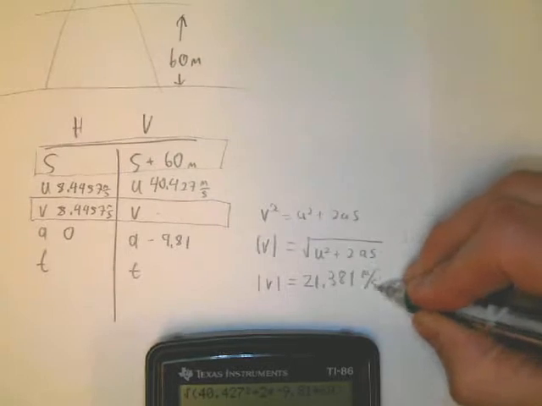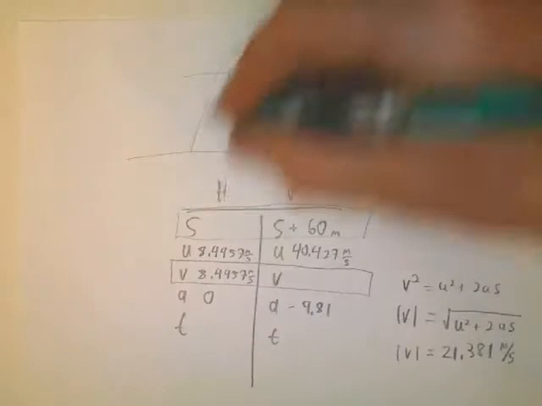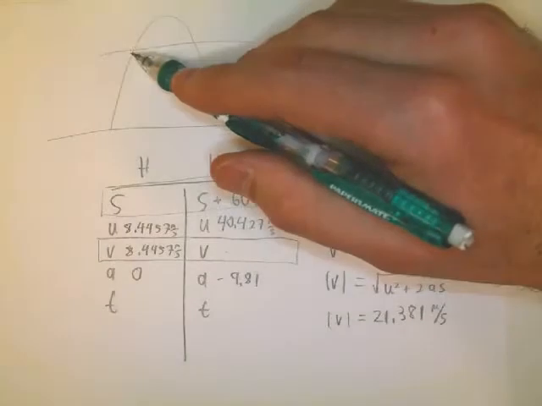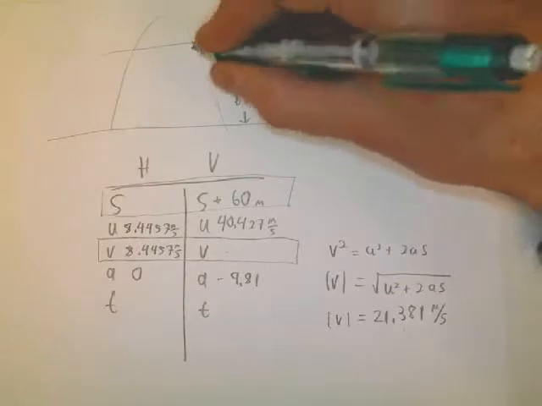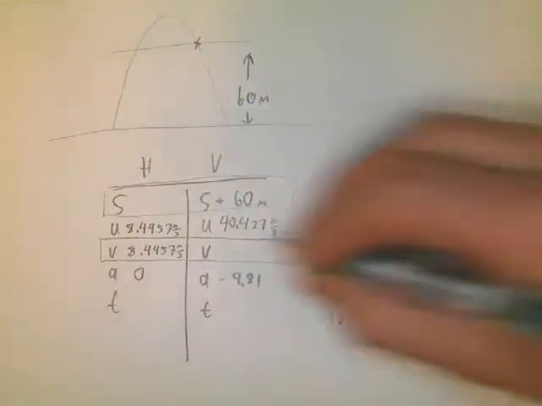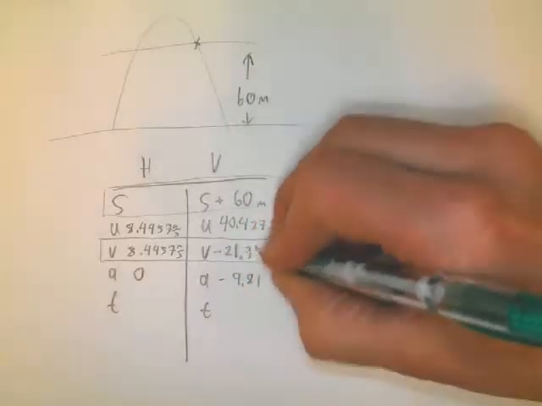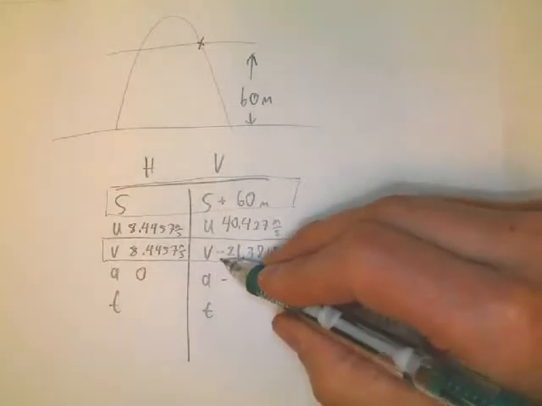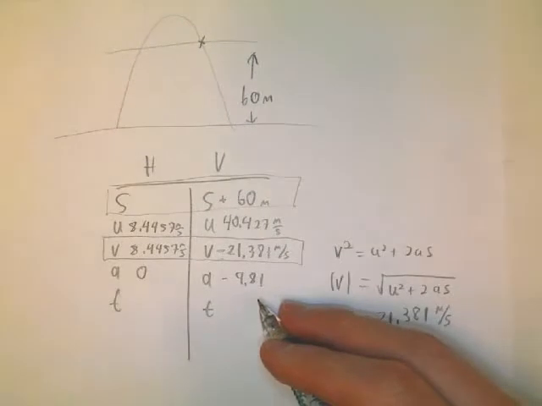meters per second. Now, notice that the problem asks for the way down. So this is how this works: the 21.381 is positive when it's here because it's going up, the vertical velocity, and then of course it's negative at this location. So we're going to put in here negative 21.381 meters per second. The negative is because it's going down. And now we can also find the time for this.